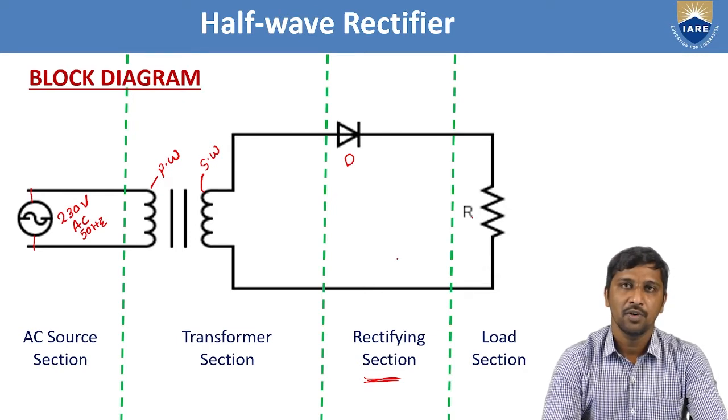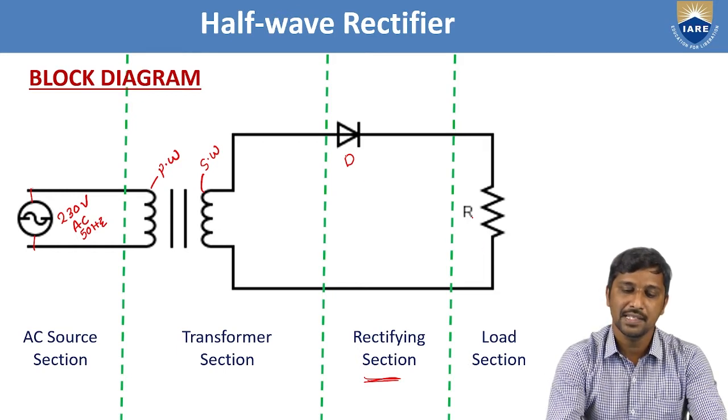Now we are going to observe the response of this rectification across the load. Hence we place a load resistance on this rectifying section. By using this load, we observe the response of the rectifier. We need to observe how this half-wave rectifier allows only one portion, either the positive portion or the negative portion, based on the utilization of this diode in the circuit.